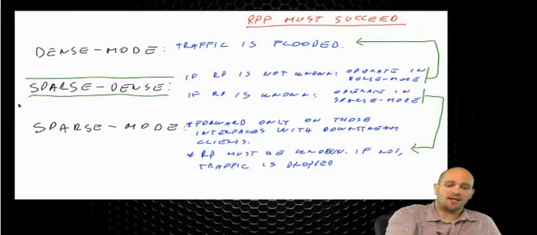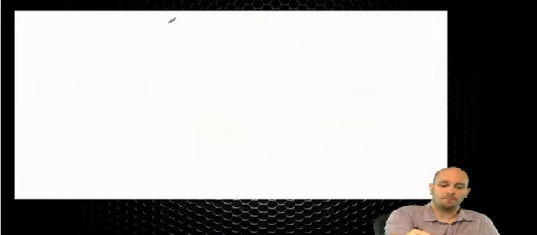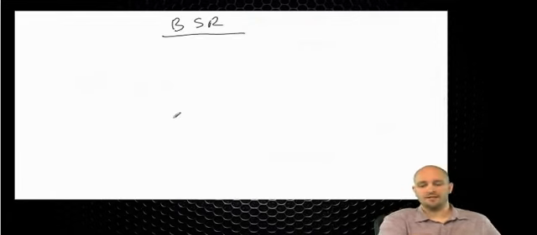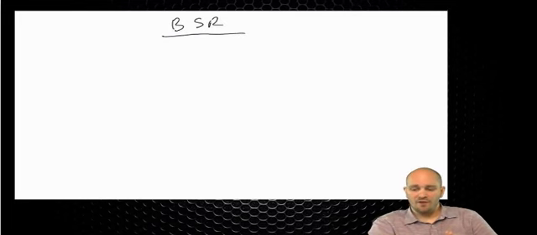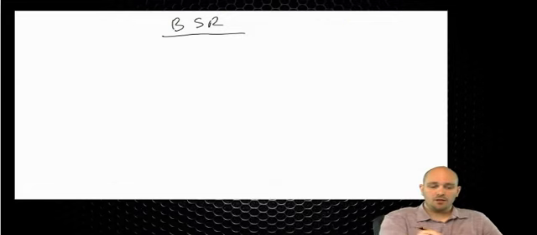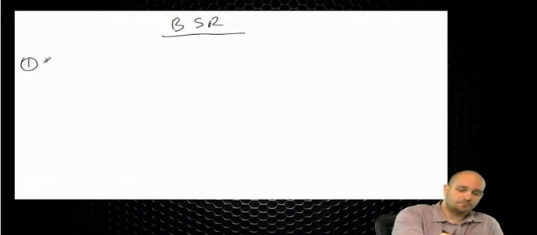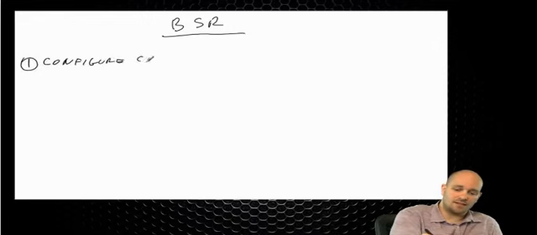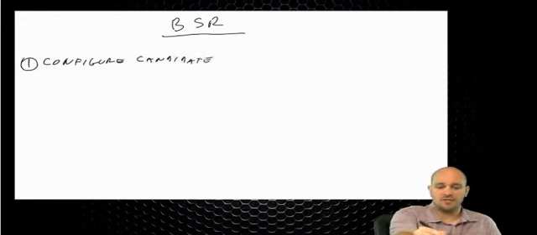Now, let's take a look at the BSR. BSR operates in a very, very similar fashion to AutoRP. You first configure candidate RPs, or I should say RP candidates.